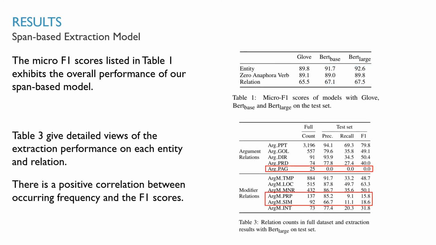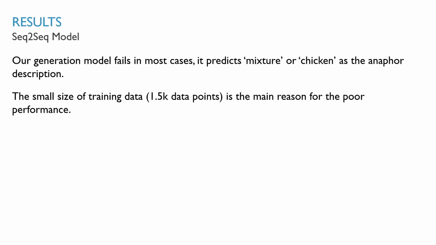But if we take a detailed look into each entity and relation, we find that our model failed to detect specific relations due to their low occurring frequencies in the dataset. For example, the relations in the red boxes have scores less than 20%. For the generation task, our model fails in most cases, as it always predicts mixture or chicken as an anaphora description. We think the small size of our training data is a main reason for the poor performance.